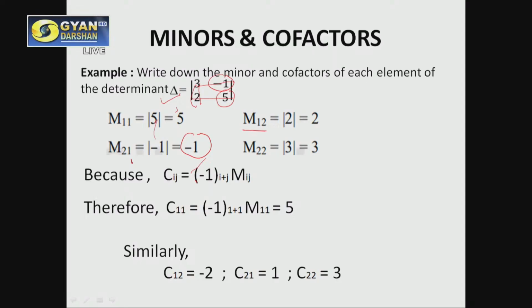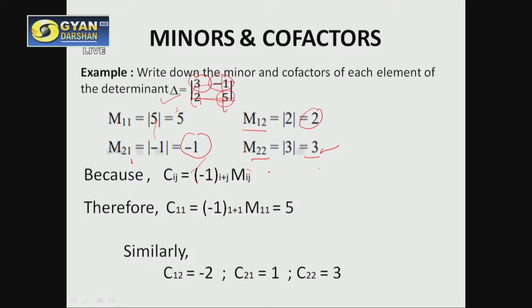On the same line, M12 will turn out to be 2, and M22 will turn out to be 3, because removing second row and second column, the remaining element is 3.